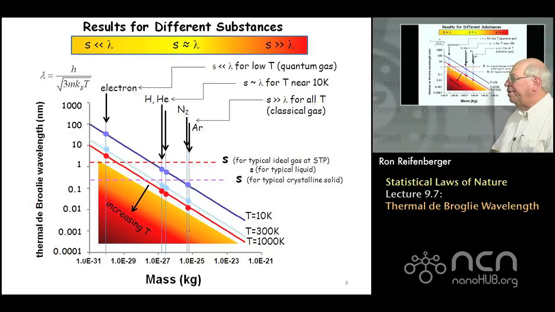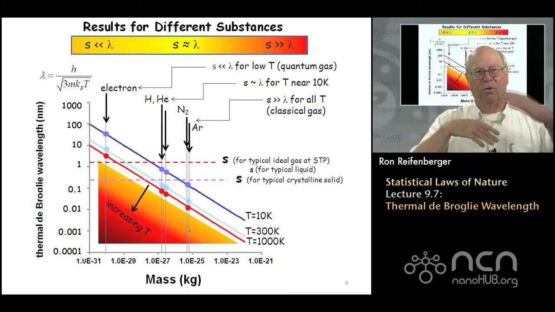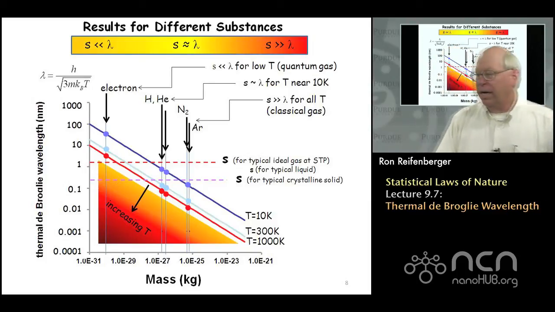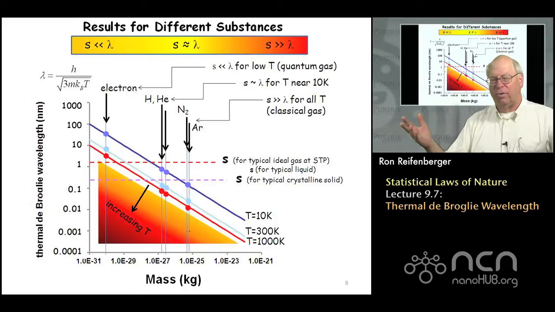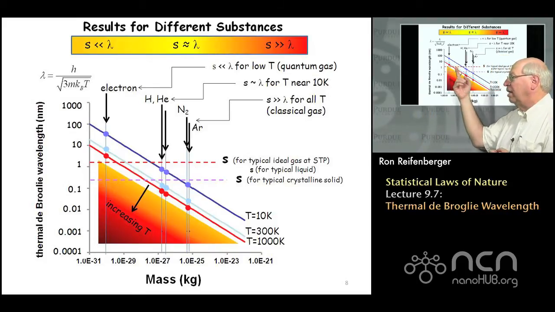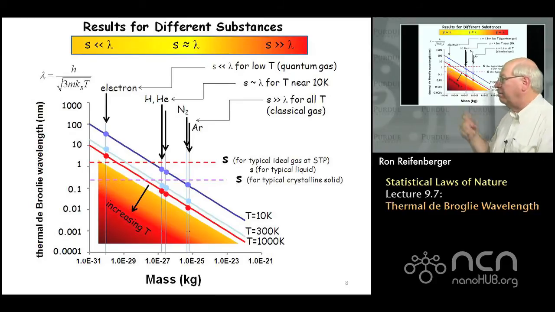So you have to then include on this diagram the interparticle separation distance S, and the value that you use for S is going to depend on whether you're dealing with a gas, a liquid, or a solid. So for typical gases, S is on the order of 2 nanometers, so that's indicated by this dashed red line. For a typical crystalline solid, S is on the order of a couple tenths of a nanometer, so that's indicated by this dashed line here.